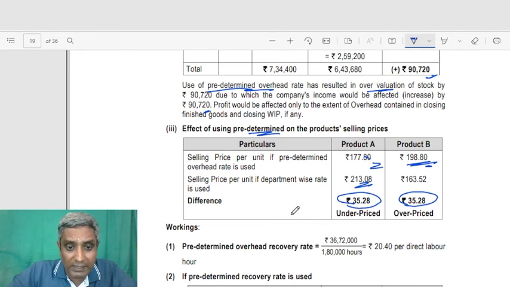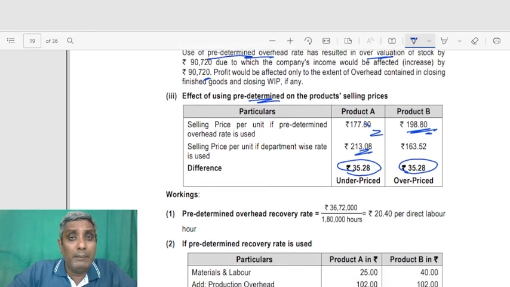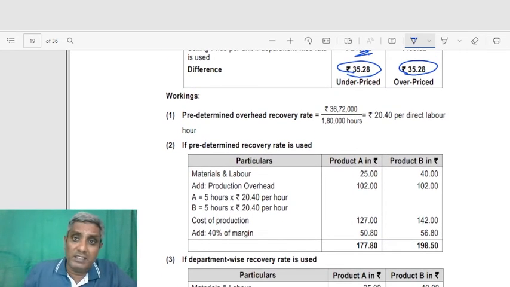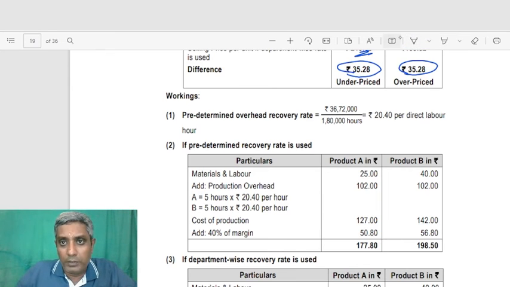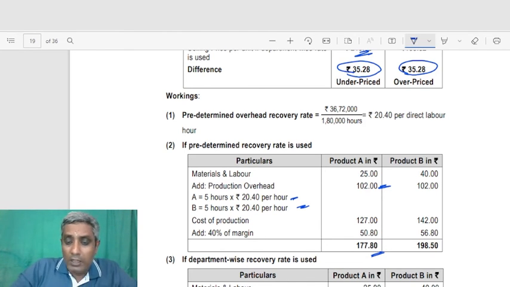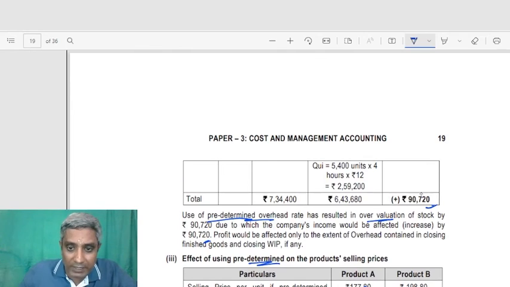The last element in the working is when material and labor are 25 rupees. This is what we have seen in the third part of the question. Now how is the cost arrived? So 25 plus 102. How did 102 arrive? This is by using the predetermined recovery rate. So 40% margin is added to the cost, so your price is 177.80. This is a working, very important. Now this working has only gone up here, my dear students.